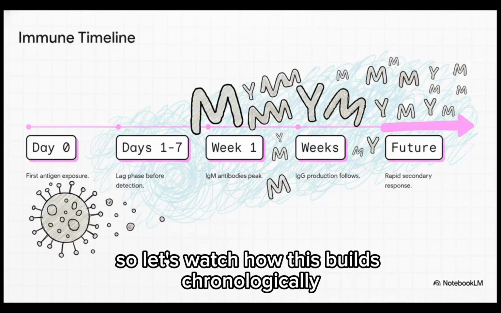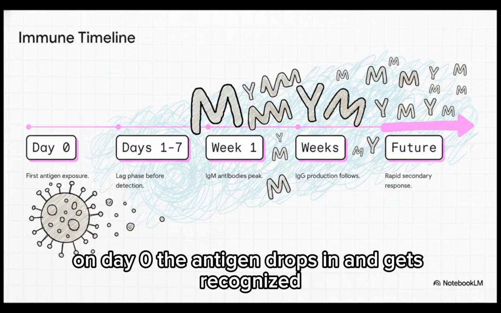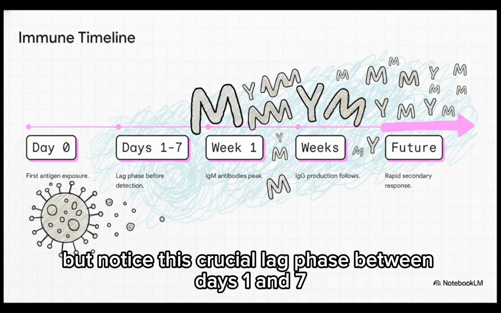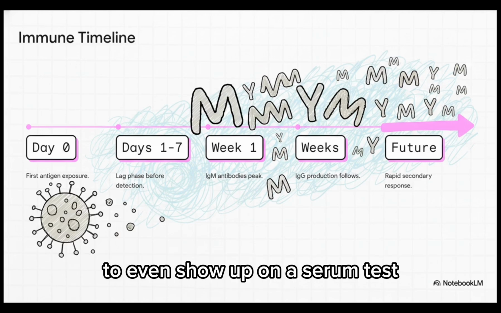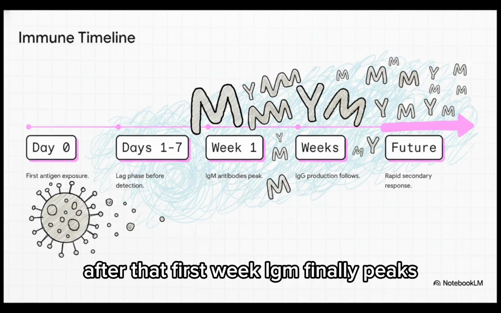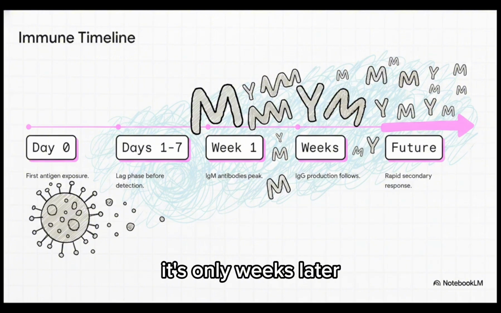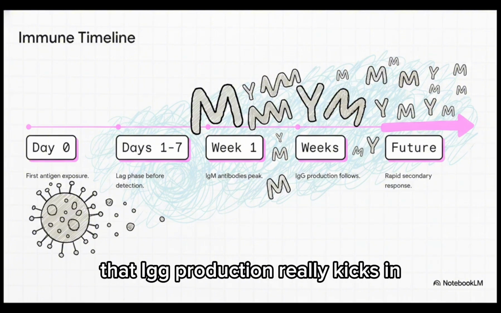So let's watch how this builds chronologically. On day 0, the antigen drops in and gets recognized. But notice this crucial lag phase between days 1 and 7. It actually takes several days for enough antibody to be produced to even show up on a serum test. After that first week, IgM finally peaks. It's only weeks later that IgG production really kicks in.